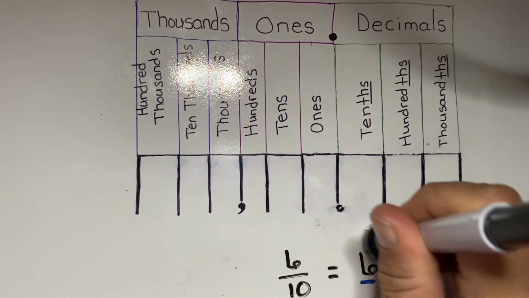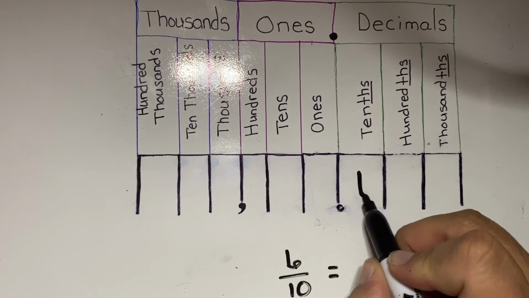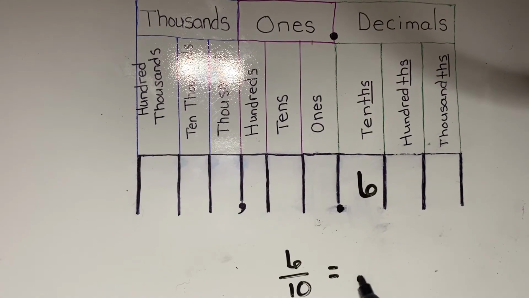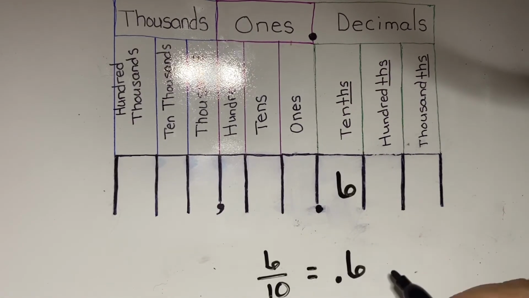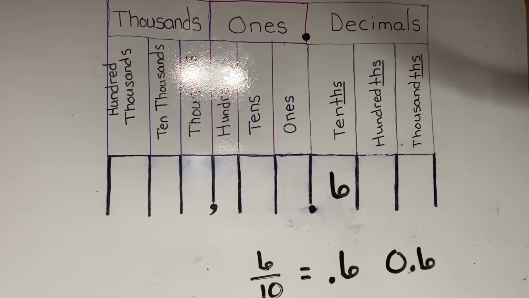6 tenths. Tenths are right here. I've got 6 of them. 6 tenths, 0.6. Some of you think that you have to have the 0 in front of it, but I don't know if you remember I said you don't have to have this 0 here. I like to have that 0 there, but you don't have to. So to have 6 tenths, it's going to be 0.6 or .6.